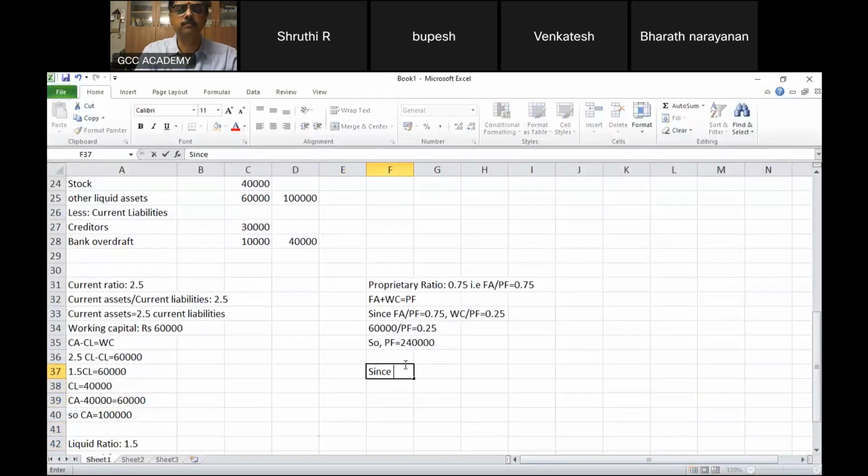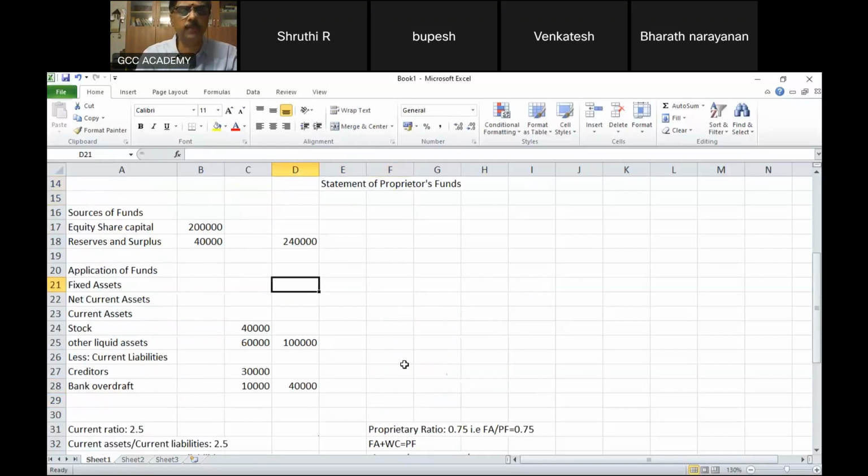Since fixed assets to proprietary fund is 0.75, fixed assets for how much? We already know the proprietary fund, so fixed assets by 2,40,000 equals 0.75. So fixed assets for how much? Cross multiply, 2,40,000 into 0.75. 1,80,000. Correct. So balancing figure is the obvious way, but still you can get that number. Fixed assets total 1,80,000.